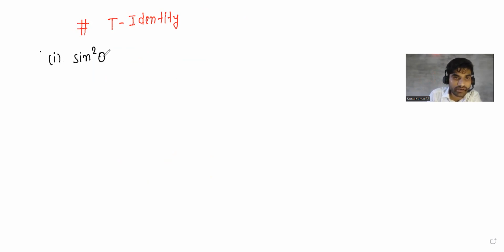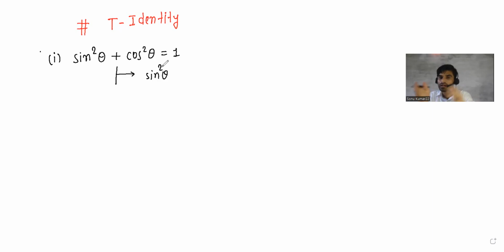Sine square theta plus cos square theta is equal to 1. We can find the sine theta value and cos theta value from this identity. Let me see how. We get the sine square theta value on the left side and the other trigonometric ratio on the right side. The 1 is already on the right side, and cos square theta goes to the right side and becomes minus cos square theta. So we can find the sine theta value. Sorry, let me erase it.